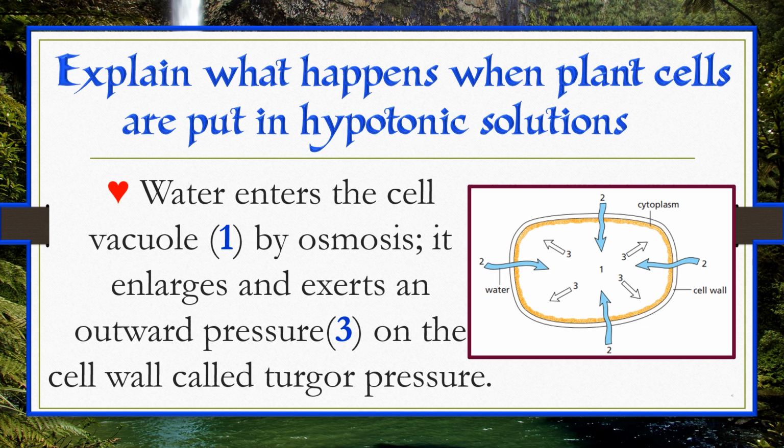So when water enters into the cell vacuole by osmosis, the cell vacuole enlarges. And when it enlarges, it exerts an outward pressure, shown by arrow 3, onto the cell wall. And that pressure is what we call the turgor pressure.